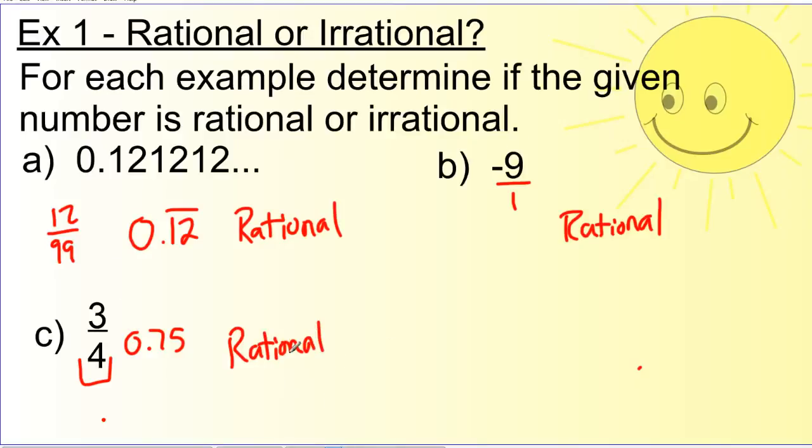So these first three were all rational, they just look different. But every one of them can be turned into a fraction, and the decimal version of the number is a nice, pretty decimal.